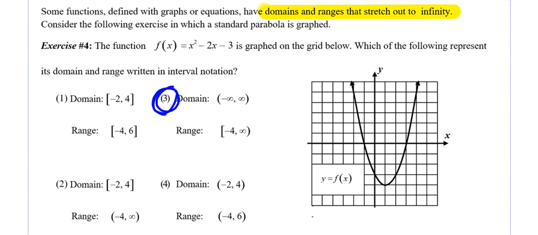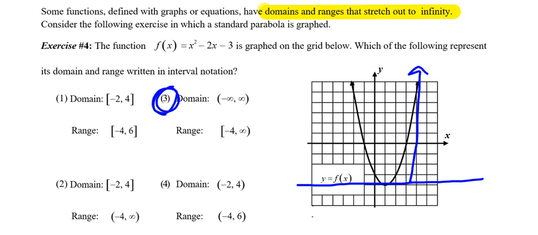I'm looking for my minimum, so what's my lowest point it hits? Right here. So that's -4, and it goes up. It's extending, there's arrows, up forever, so it goes to infinity.